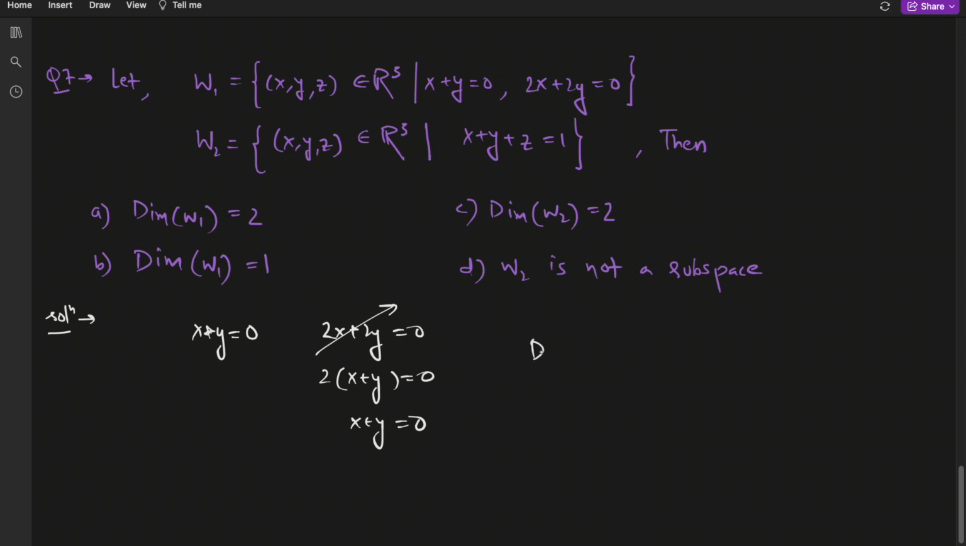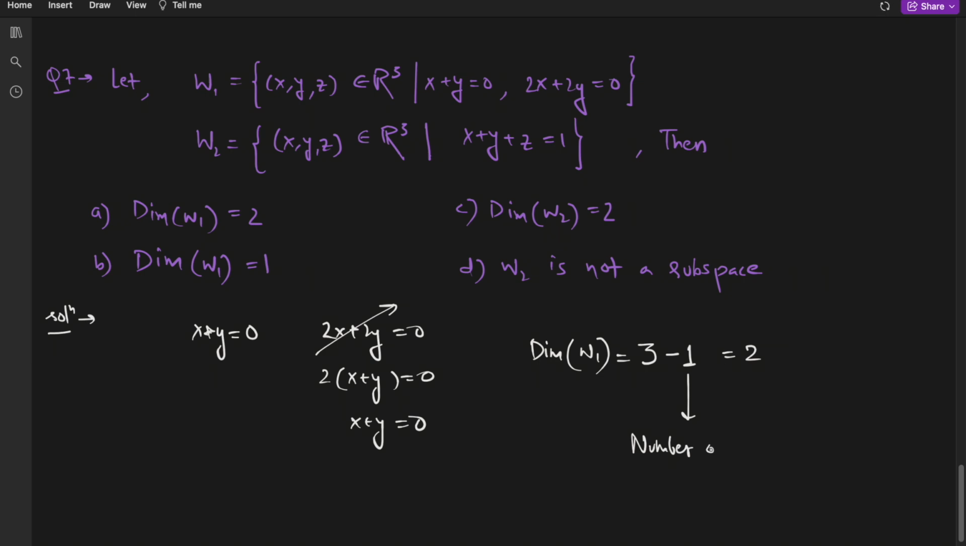So what is the dimension of W1? What is the dimension of this space? It is 3, right? Minus the number of linearly independent restrictions. So here there is only one linearly independent restriction. So this becomes 2.